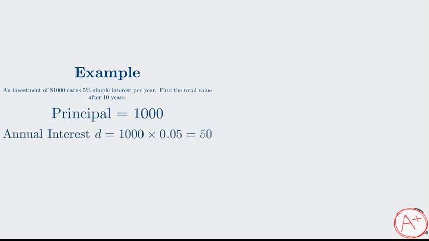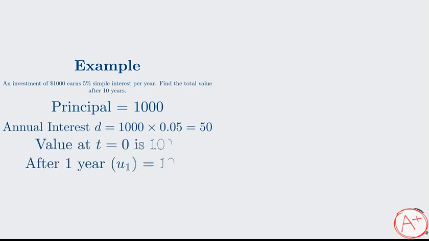Let's look at an example. An investment of $1,000 earns 5% simple interest per year. Find the total value after 10 years. First, we calculate the common difference. 5% of 1,000 is 50, so the value increases by $50 every year.